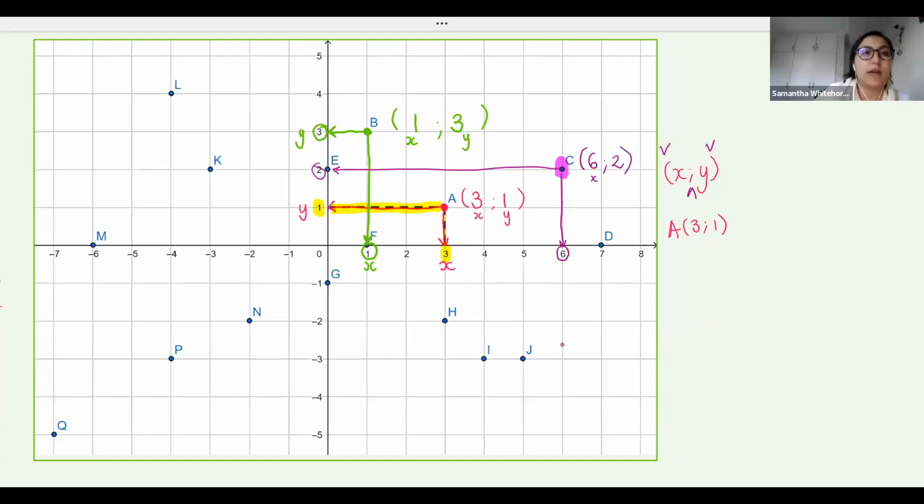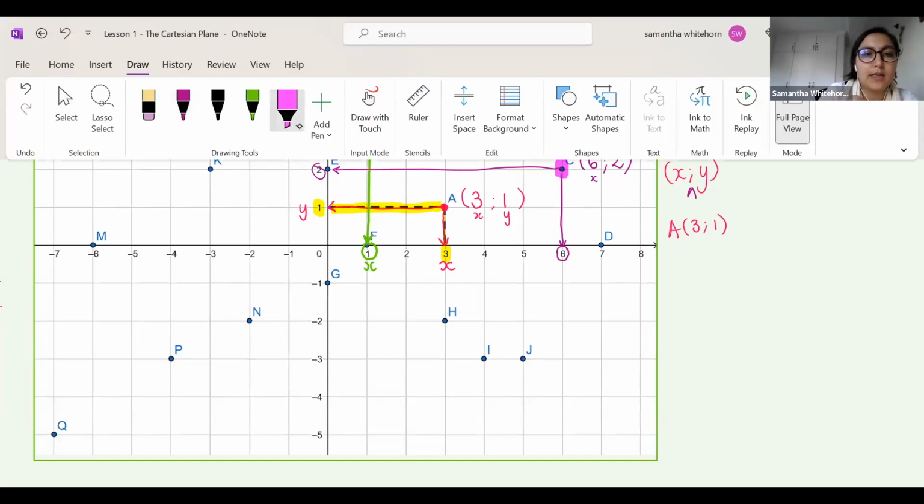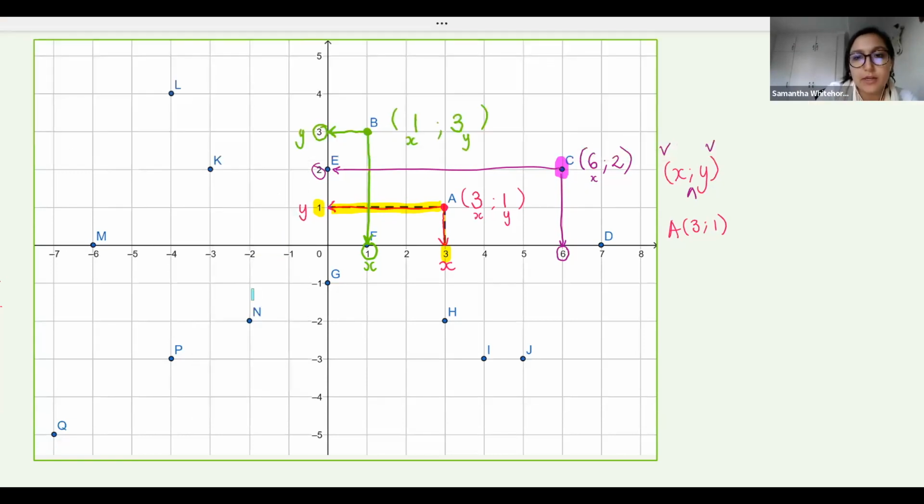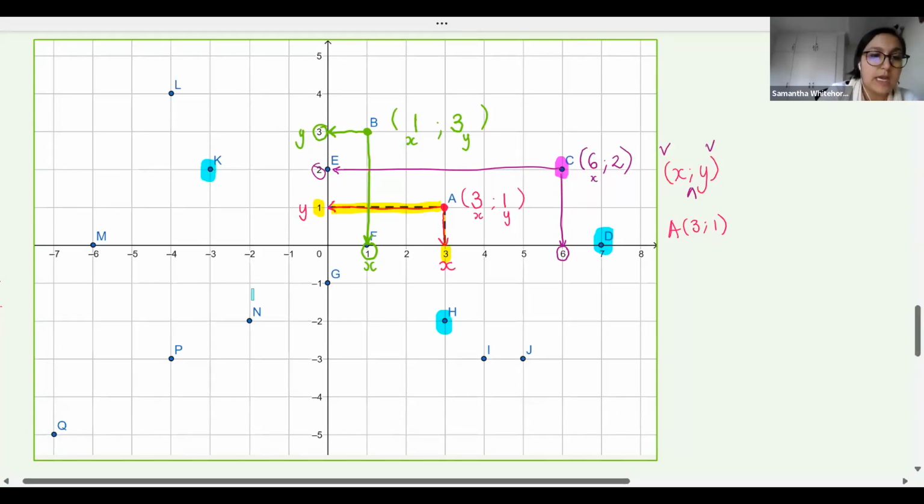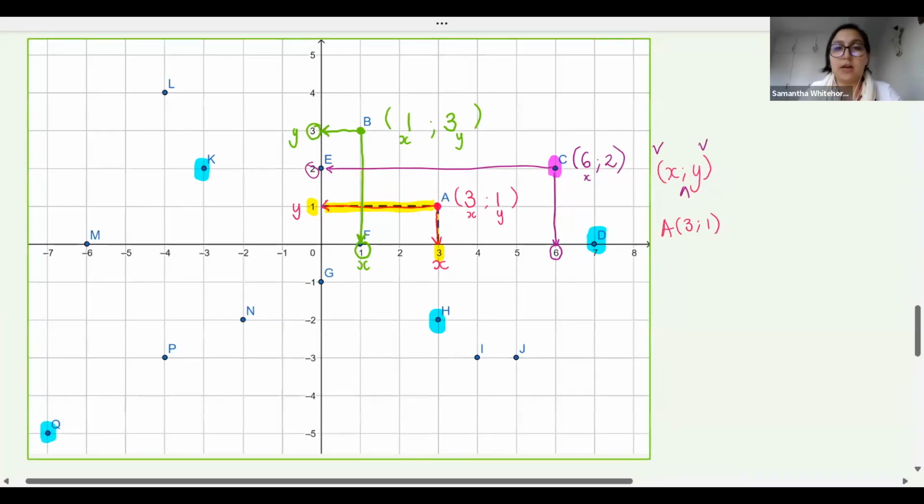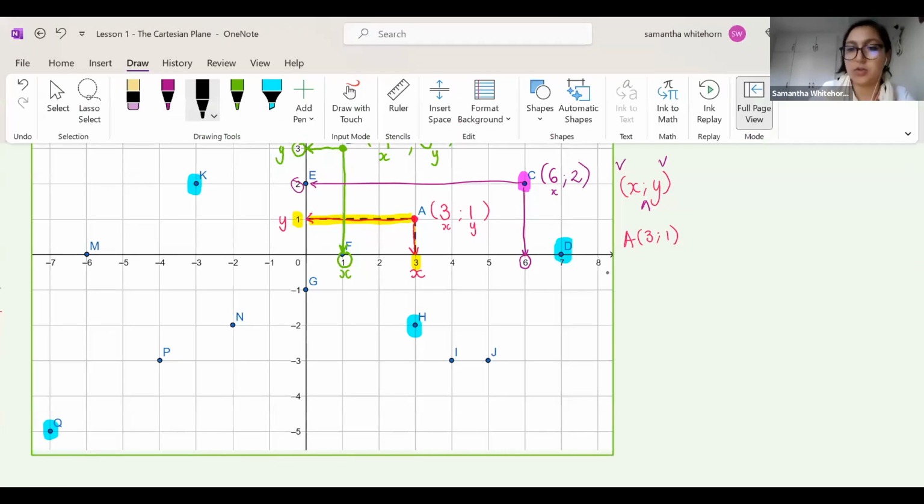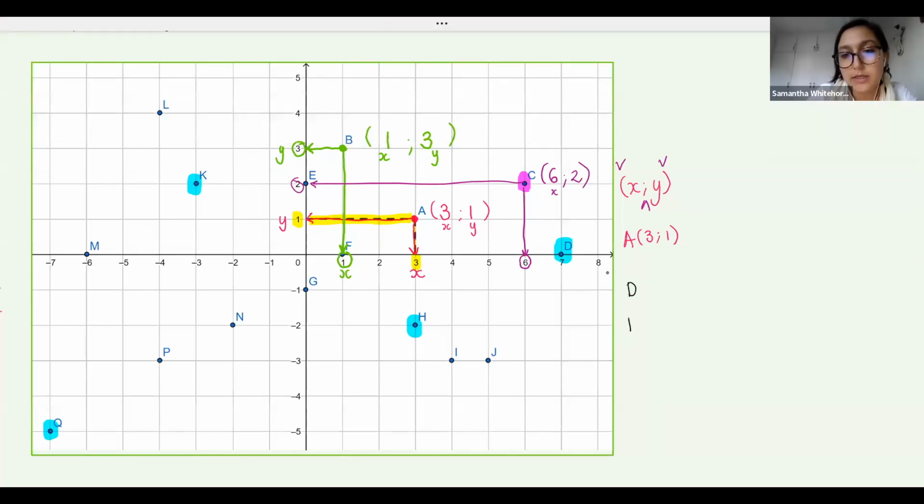All right, so guys, what I want from you now is I'm just going to highlight some random points that I want you to find the coordinates of. So I would like you to find D for me. I'll write a list on the side here, just in case you can't see. D, H, K, and let's do Q. So I want the coordinates of D, H, K, and Q. So on the chat, you are going to give me answers for those four coordinates.